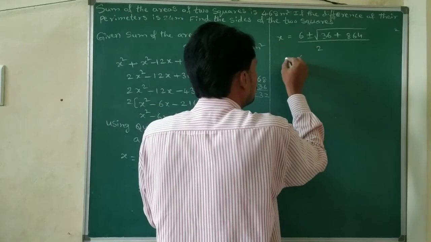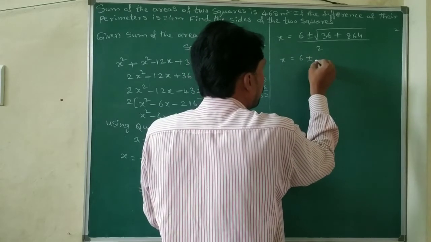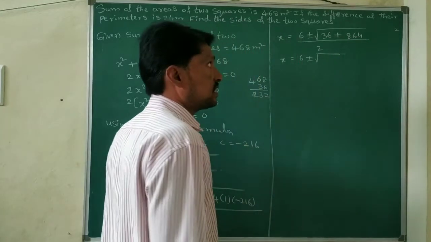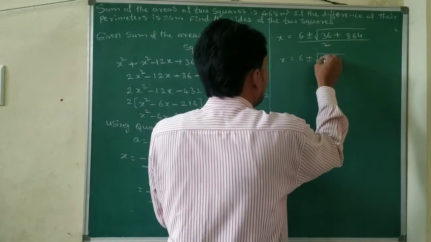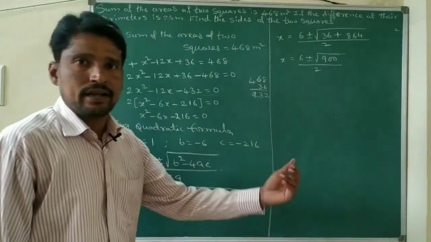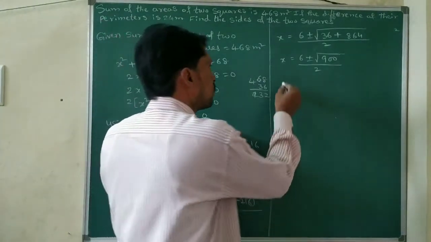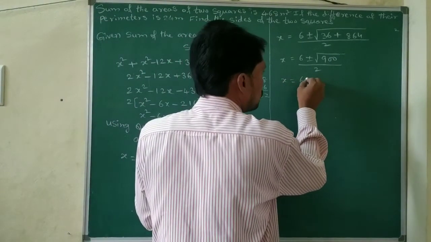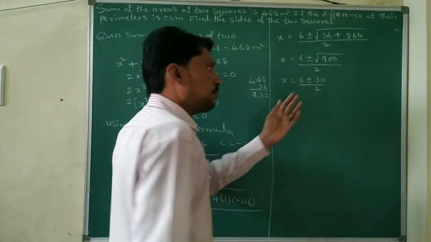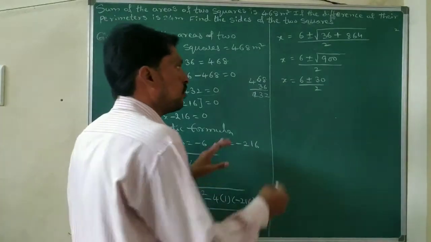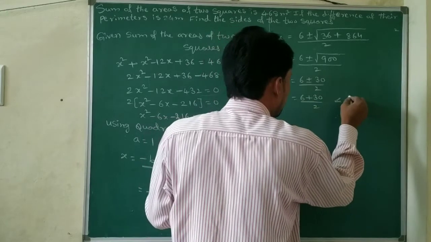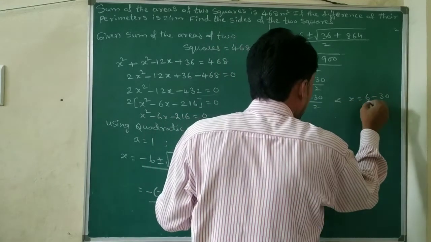So x equals 6 plus or minus under root 36 plus 864, that becomes root 900 by 2. The value of root 900 is 30. So x equals 6 plus or minus 30 by 2. One time we take the plus, one time the minus. So x equals 6 plus 30 by 2 and x equals 6 minus 30 by 2.